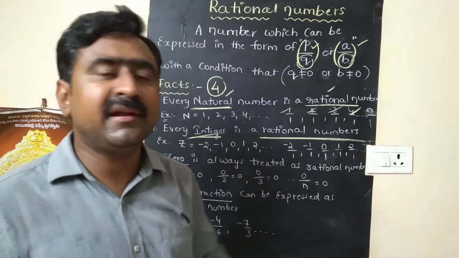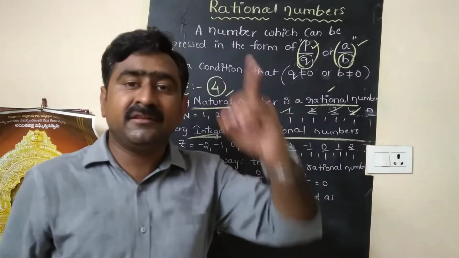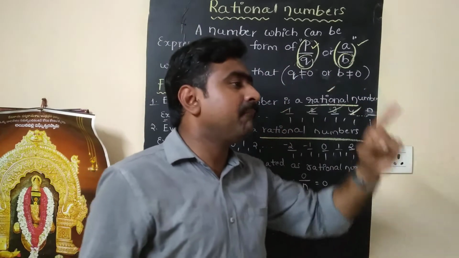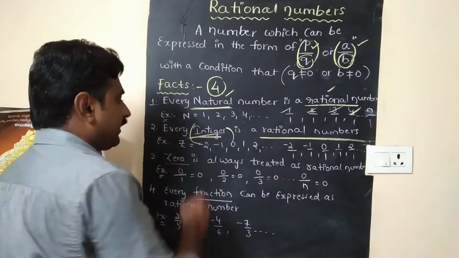Simply you have to remember that a rational number means p by q form. Correct or not? Finally, you have to remember that a rational number is nothing but expressing the given number in p by q form or a by b form, and the condition is that the denominator should not be equal to 0. That is the condition.